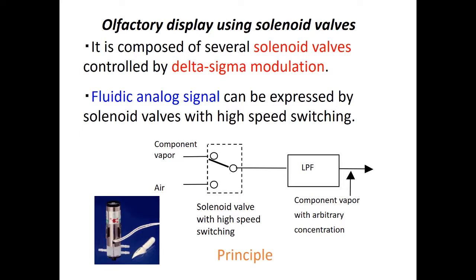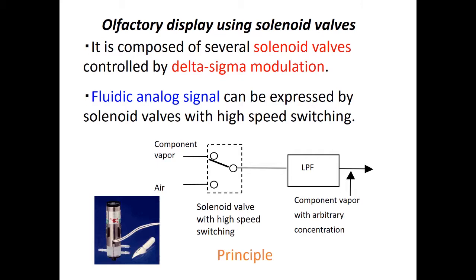And this one is an olfactory display using solenoid valves. It is composed of several solenoid valves. This is a solenoid valve here. That one is controlled by an algorithm, in this case a delta sigma modulation. Actually the solenoid valve is a kind of switch. Vapor and air can be switched, and this one can be rapidly switched. High speed switching of the solenoid valve is performed here.